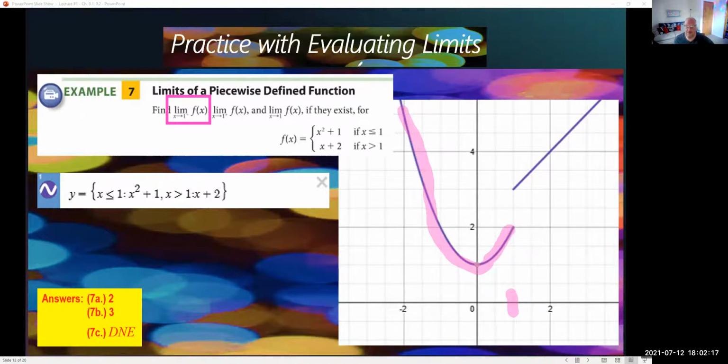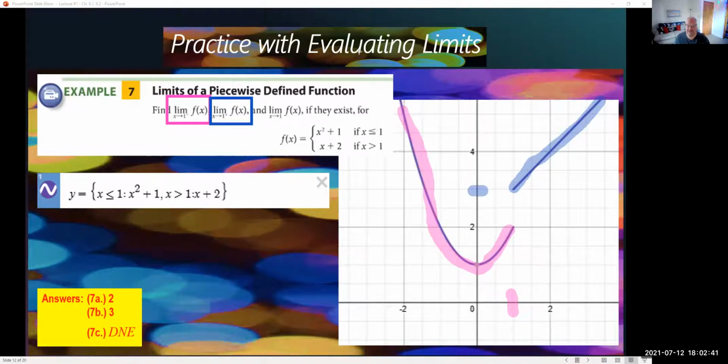Now if I approach it from the right, let's use a different color. Approaching it from the right means coming in this direction, right? And what is the limit now? Well, what's the y value here? It's actually 3. So this time the answer is 3. That's the answer to this question here, the limit as x approaches 1 from the right.